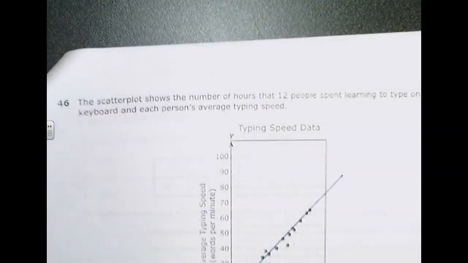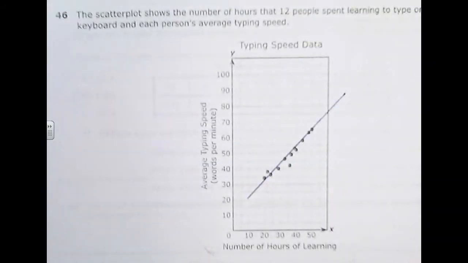Question 46. It says the scatter plot shows the number of hours that 12 people spent learning to type on a keyboard and each person's average typing speed. Yep, don't care. Next. Based on this scatter plot, what is the best prediction of the person's average typing speed in words per minute if the person spends 70 hours typing? So number one, looking like scatter plot. So you're going to have to put a line in.